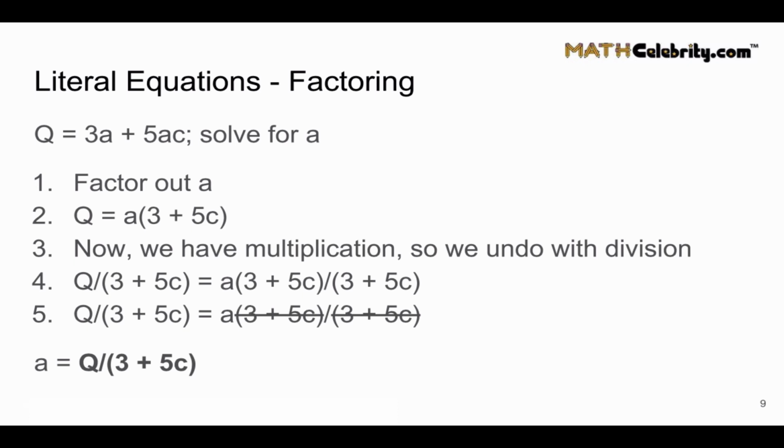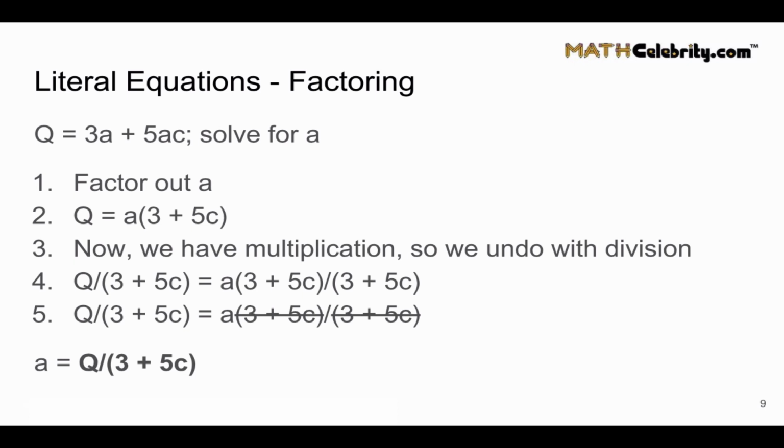Well, if you take a closer look at the right side, is there anything you can factor out from those terms? 3 and 5 don't have any common factors. There's only one C in one term, but I do see an A, or some people like to say A to the first power, in both terms. So let's go ahead and factor out A. We're left with, in step 2, Q equals A times the quantity 3 plus 5C.